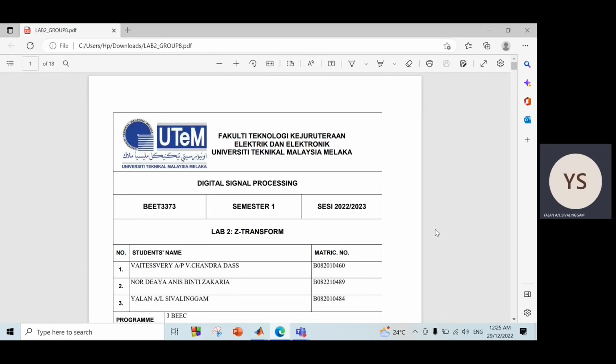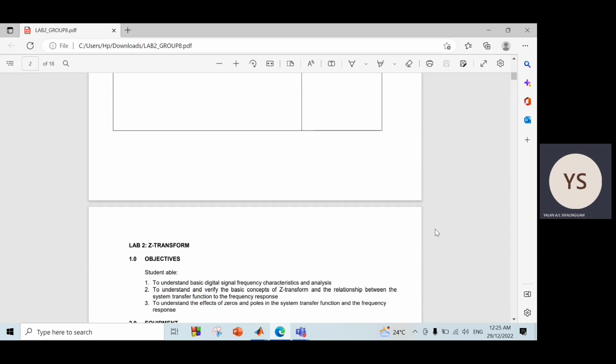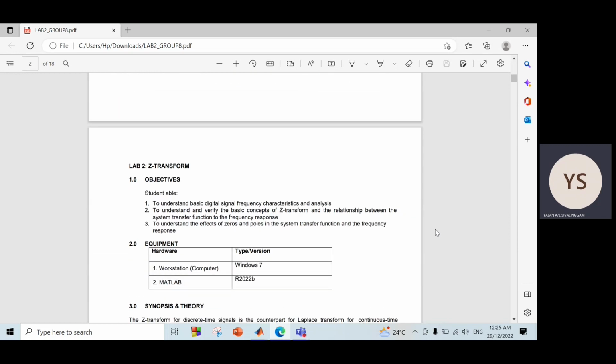Today I want to present about Lab 2, Z transformation. In this lab, we got two parts, part 1 and part 2. The objective is to understand the basic digital signal, frequency, characteristic, and analysis. The second was to understand and verify the basic concept of Z transform and the relationship between the system transfer function and the frequency response. And the third one is to understand the effects of the zeros and poles of the system transfer function on the frequency response.